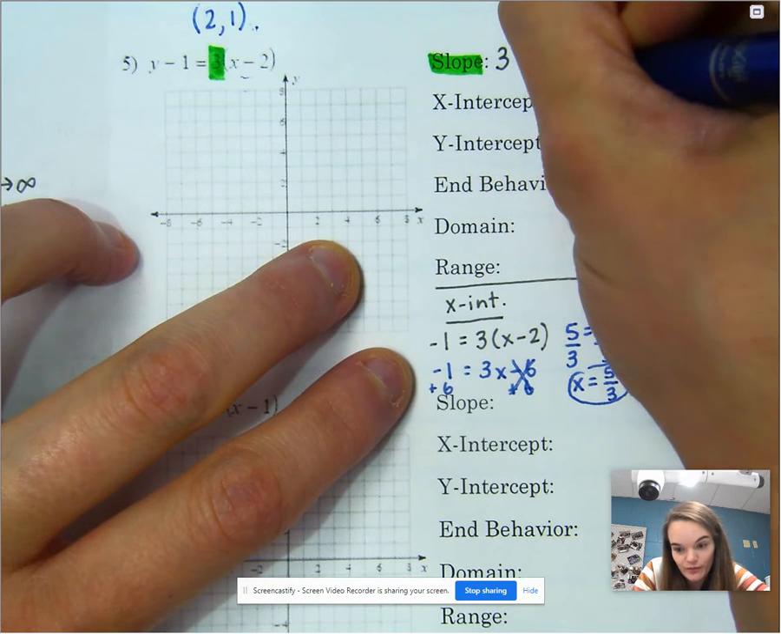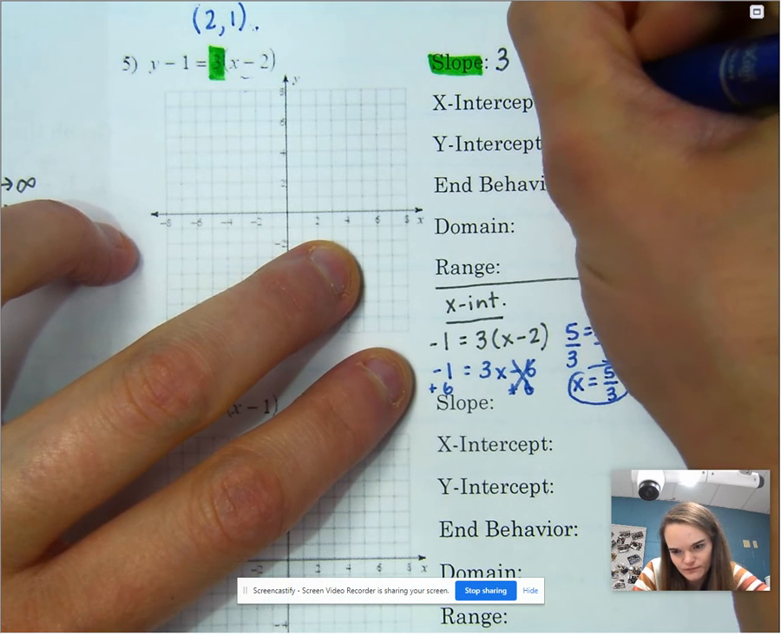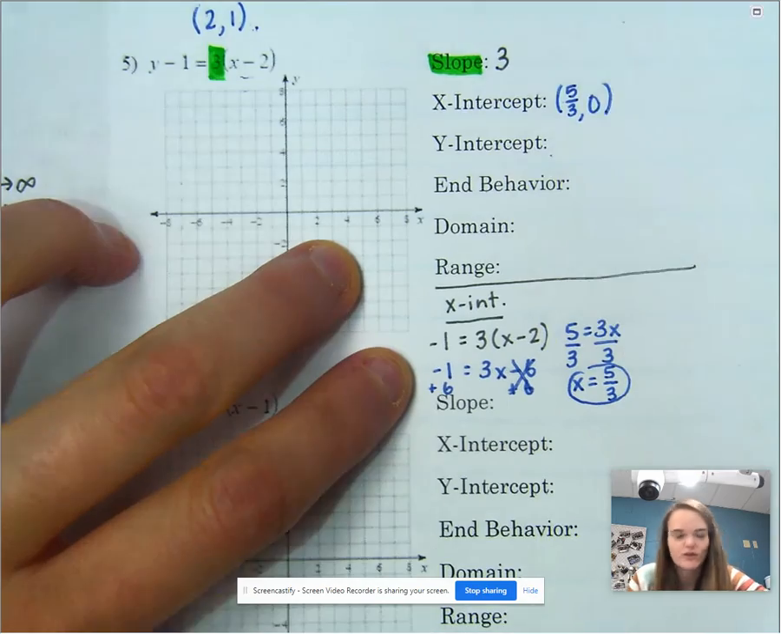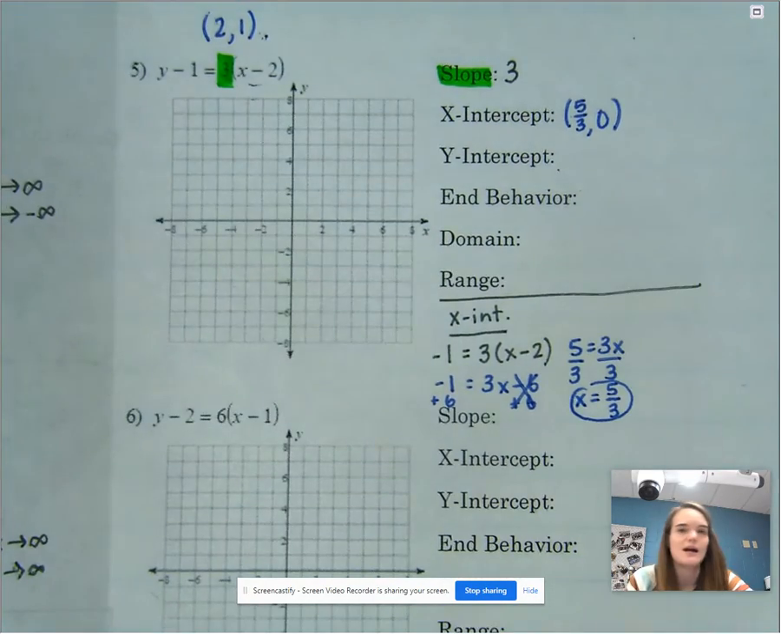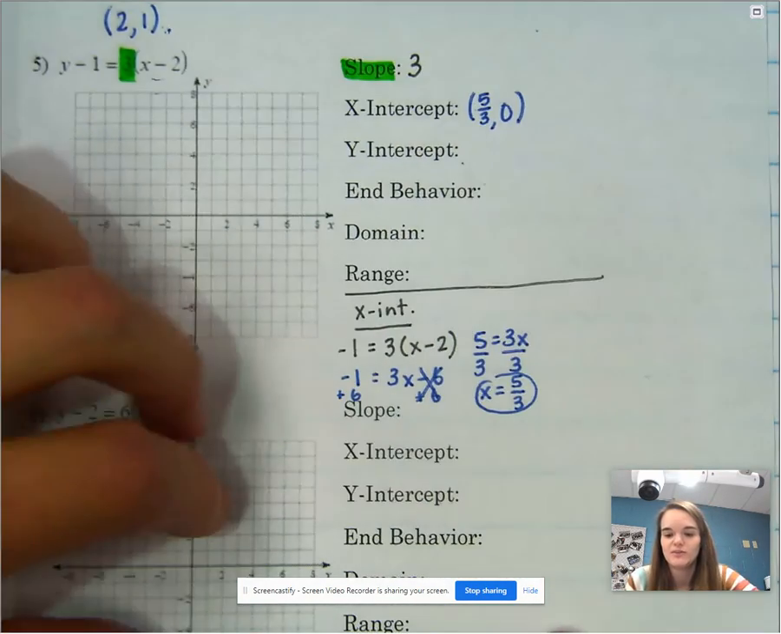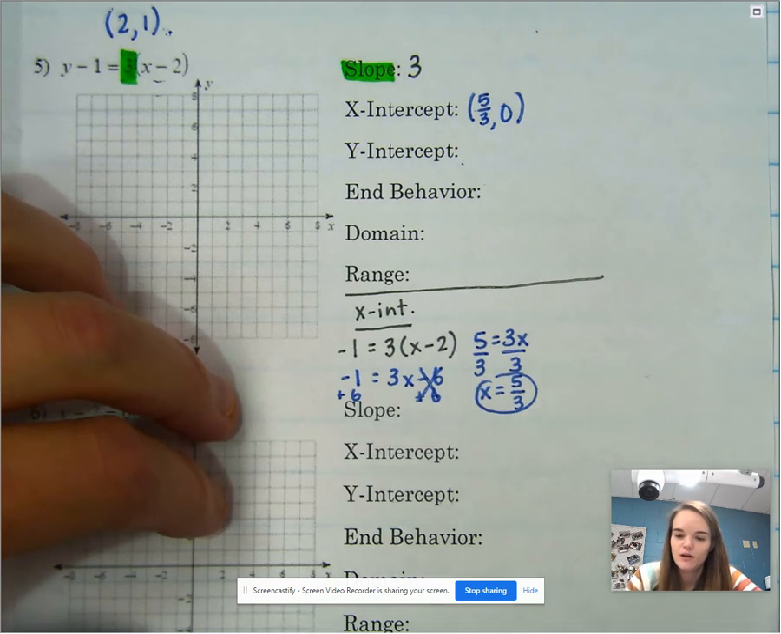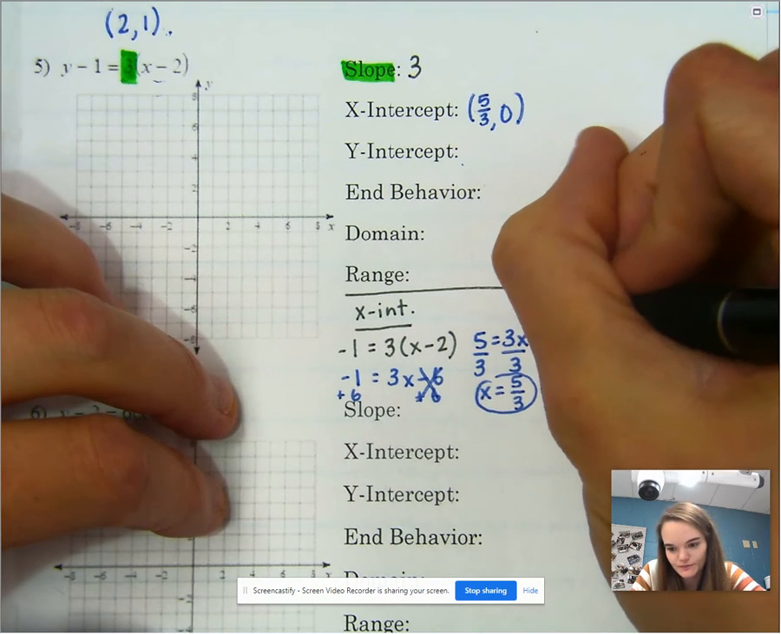We're not going to want to graph with that, because I don't know where 5/3 is, but that's okay. I do, but we're not going to estimate. We're not going to do that. Okay, let's do the y-intercept.